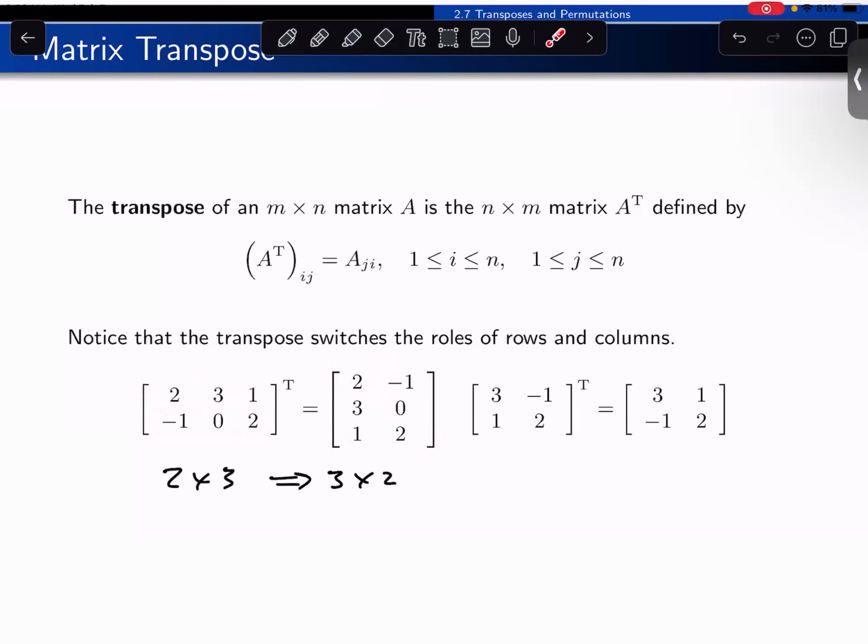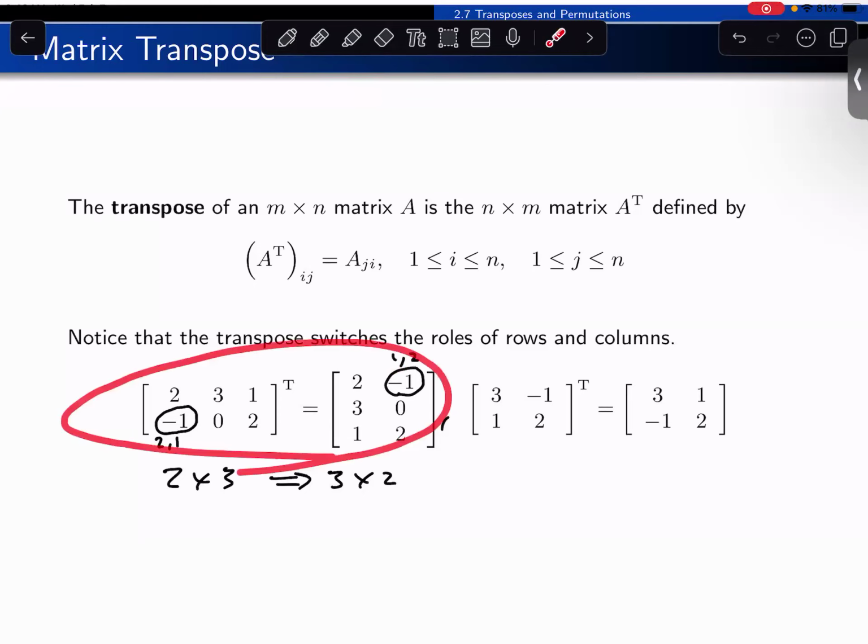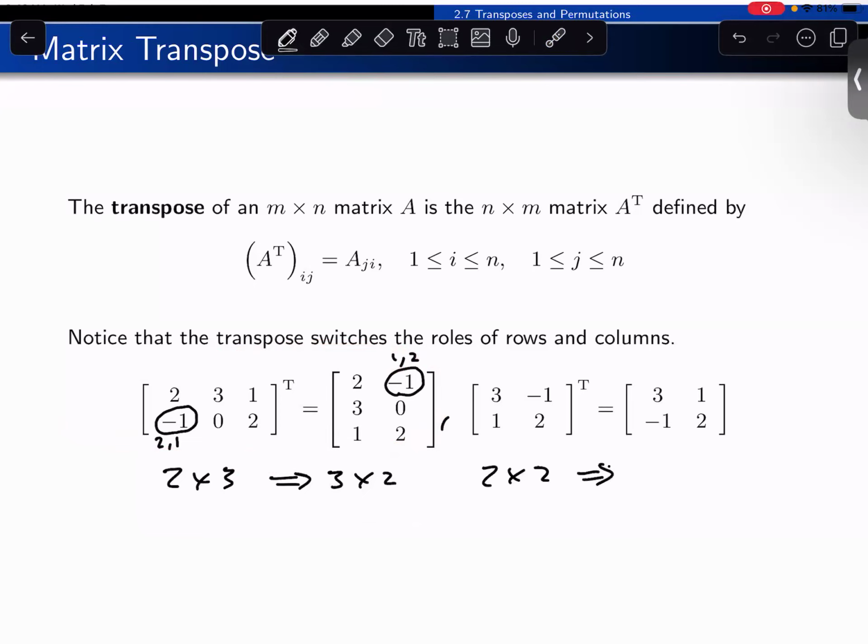Another way of looking at this again is this is the 2-1 entry of our original matrix. It then becomes the 1-2 entry in the transpose. So all we're doing is just flipping the order of the indices, a switcheroo, I guess. This is a rectangular matrix, 2 by 3 becoming 3 by 2. If you apply it to a square matrix, it's again going to be a square matrix. You just change the number of rows to the number of columns and vice versa. It's still going to be a 2x2 matrix.